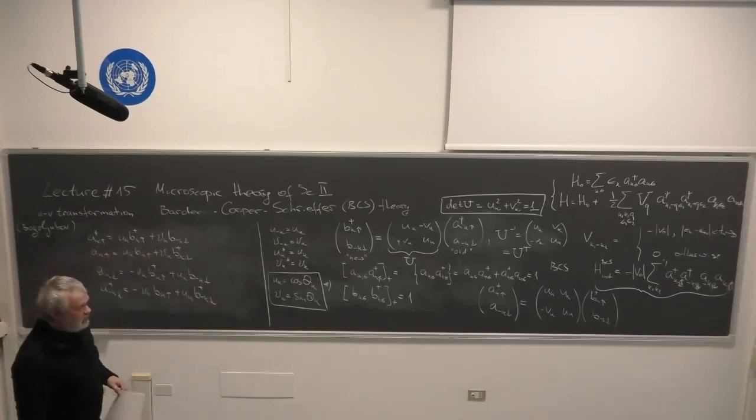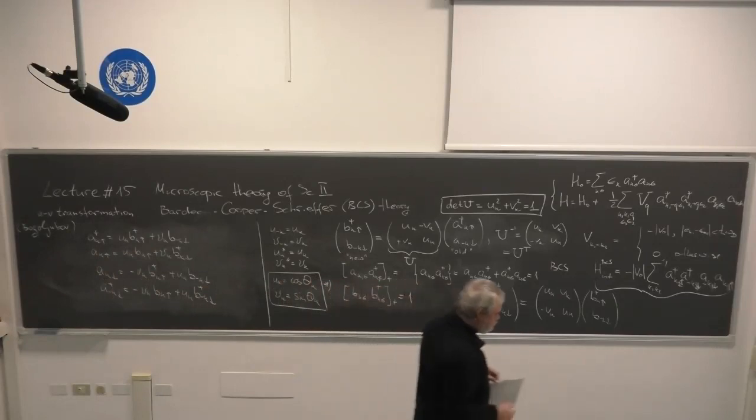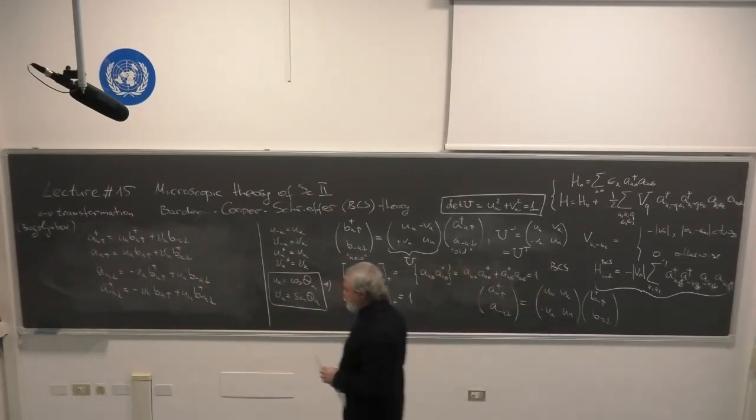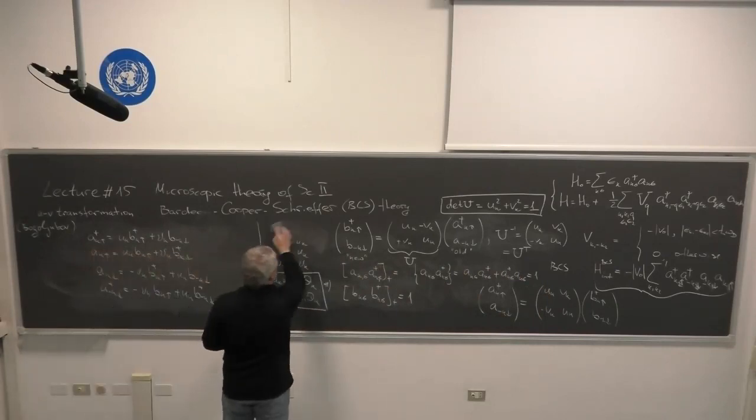And then of course I can replace k with minus k in order to get all possible variants for the operators A, which I need for the Hamiltonian. Okay?